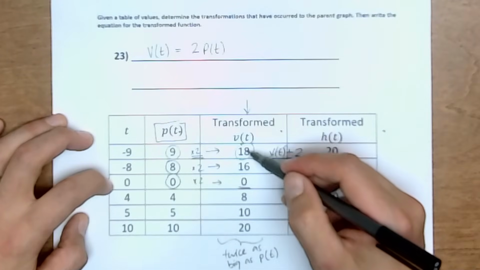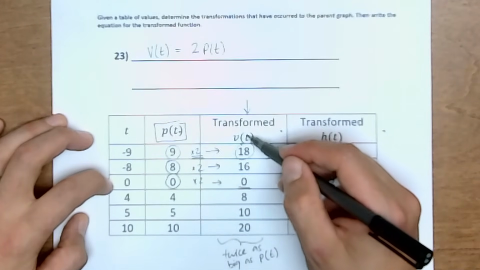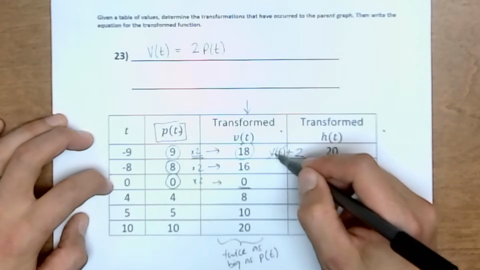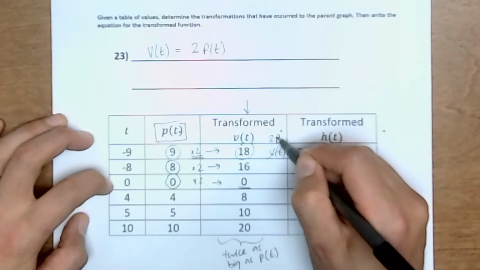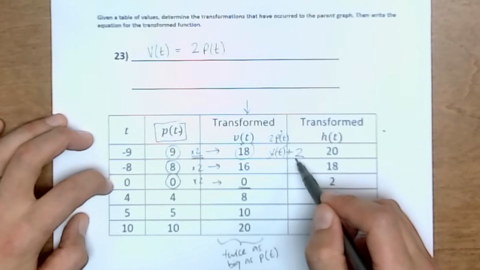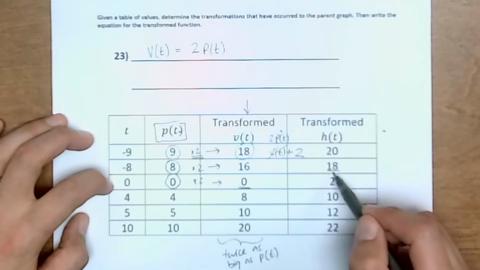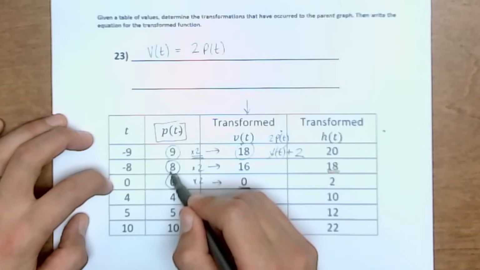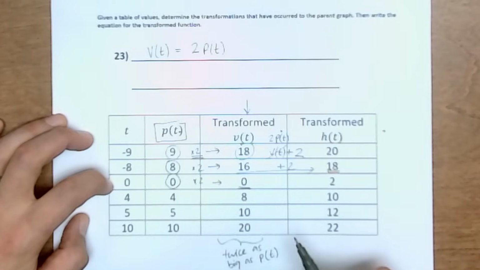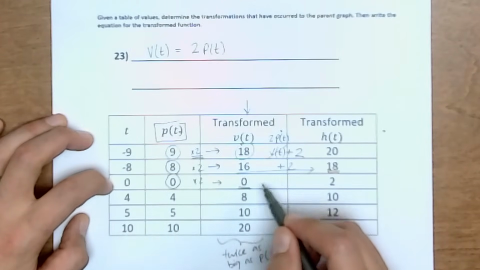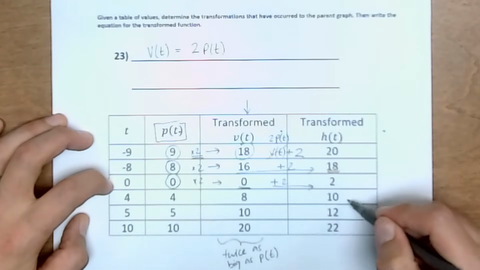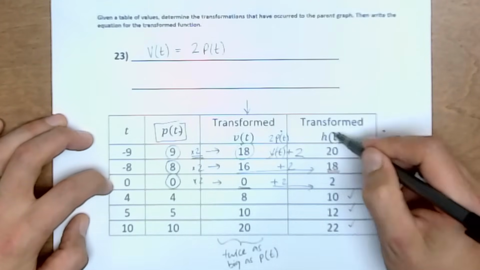Remember, this Vinny set of answers was 2 times the parent. And so instead of having Vinny here, we could have 2 times P of t. So double the parent's number, add 2 to it, is how you would get the resulting values every single time. 8 times 2 is 16, 16 plus 2 is how you would end up over there. 0 times 2 is 0, 0 plus 2 is how you would end up over there. And that is the consistent rule that gets these end results for Hector.